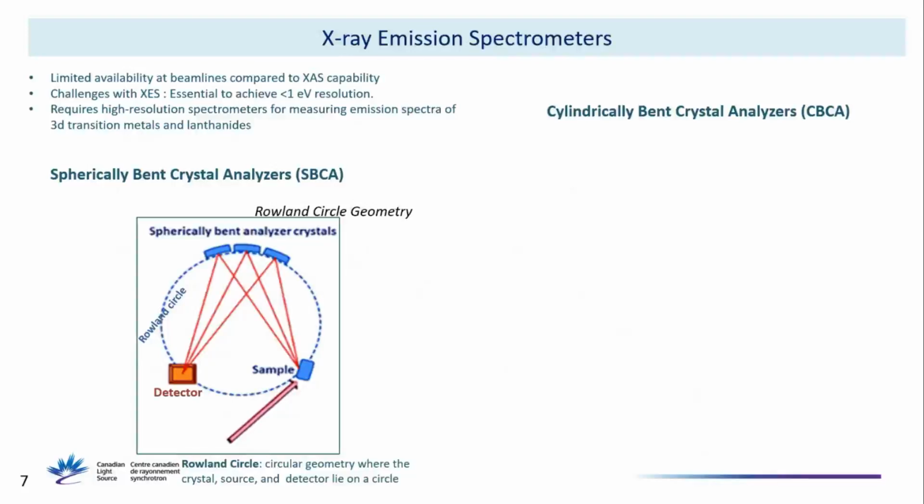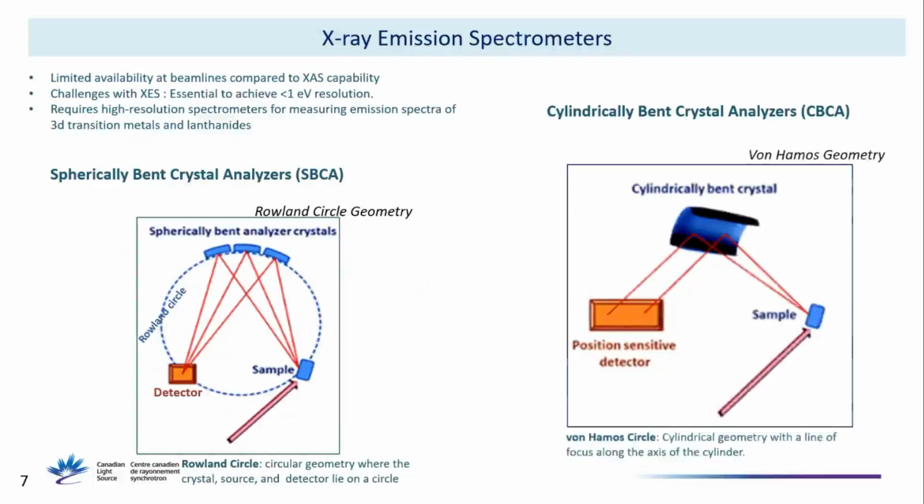This is also called the focusing geometry because the spherical crystal focuses the X-rays onto the detector. Since it is focusing, we don't need to worry about the beam size, even if the beam size is bigger. This can give a very nice resolution. The next one is the cylindrical bent crystal analyzer.